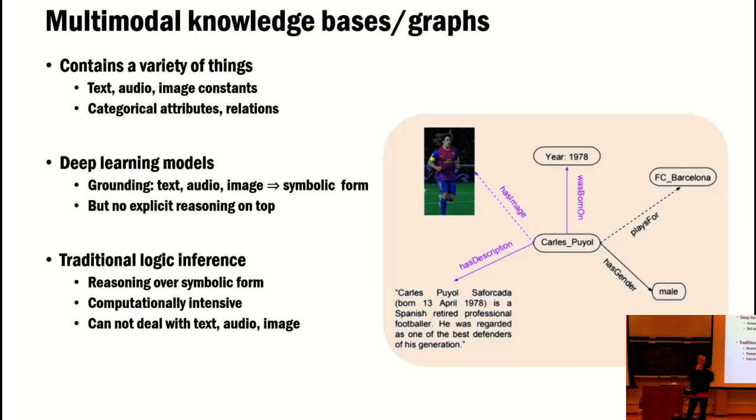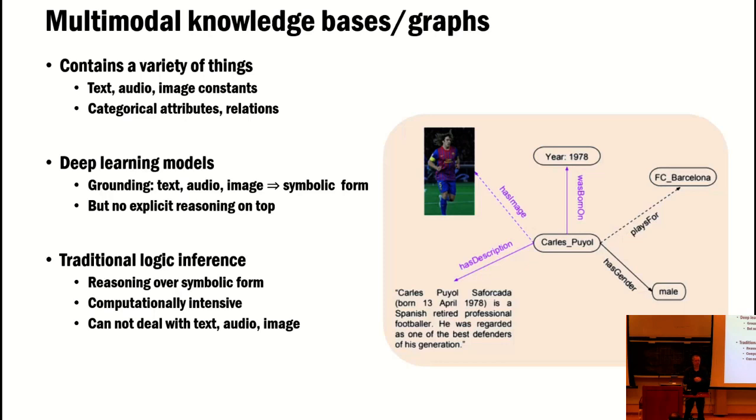Essentially, this knowledge base is collecting lots of relational information about entities, and each one of these entities may have a diverse amount of data associated with it. For instance, in this particular case, a football, soccer player has an image attached to it, and also a piece of text description attached to it. And in the database, some relational information is also curated. We have deep learning approaches which can do image recognition or text processing for us, and we also have logic inference approaches which can reason about this graph connectivity on top of the knowledge base. But there's no unifying framework to take into account these two sources of information together.